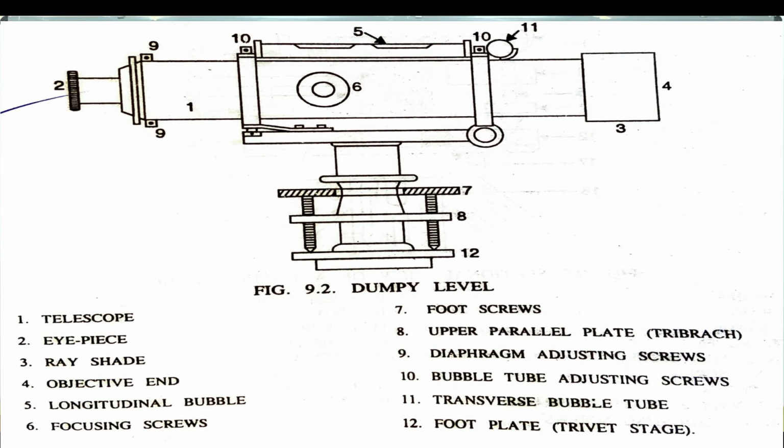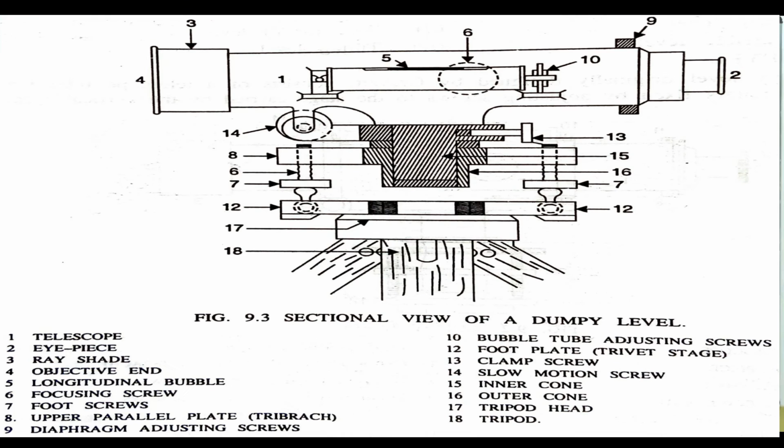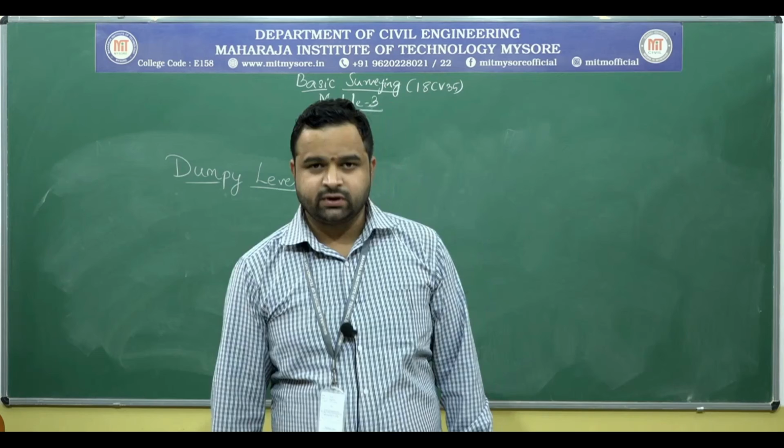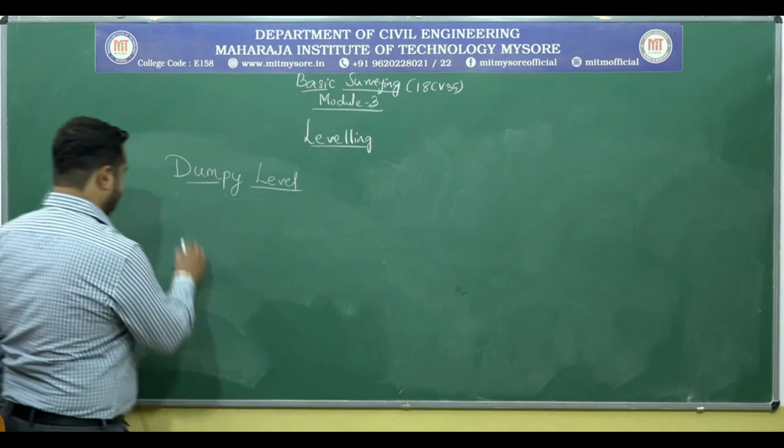The leveling head generally consists of two parallel plates with either 3-foot screws or 4-foot screws. The upper plate is known as tribrach plate and the lower plate is known as trivet, which can be screwed on a tripod. When I show you the instrument, you will understand this clearly. So, various parts of it. The next one is auto level.